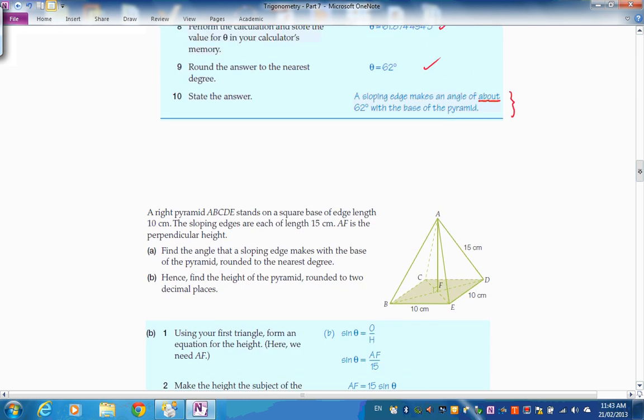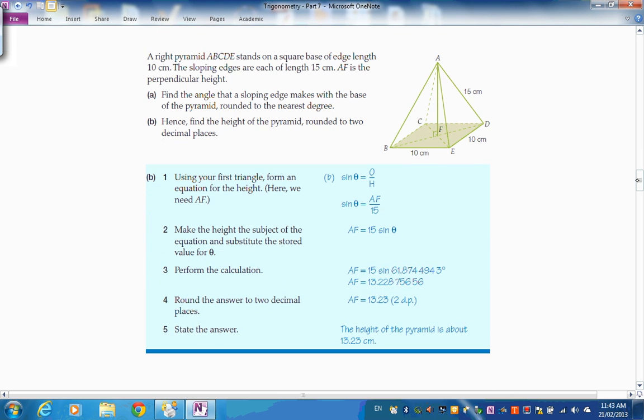Okay, let's move on. Let's have a look now at a different sort of problem. Oh, another pyramid. I think the writer of this course is maybe Egyptian or just loves the pharaohs or something. So here we go. A right pyramid ABCD stands on a square base. Okay, so there we have AF is the perpendicular height. Find the angle that the sloping end makes with the base, round to the nearest degree, hence find the height of the pyramid. So you can see it's a pretty similar sort of problem now. It's the same one with just a part B to it now.